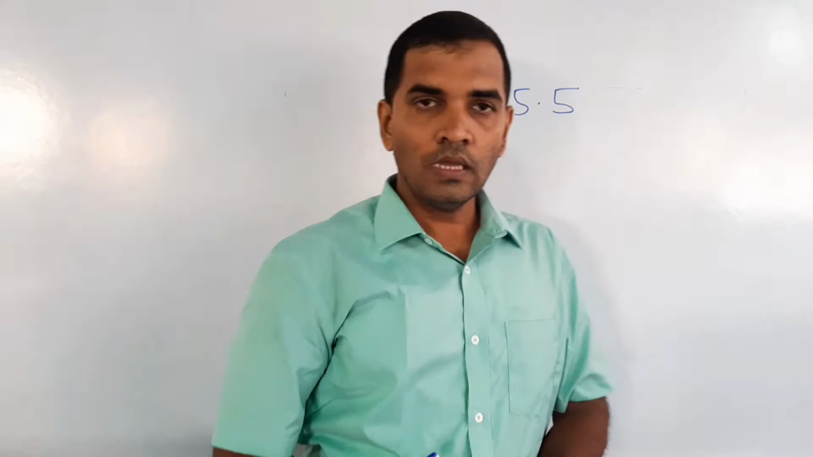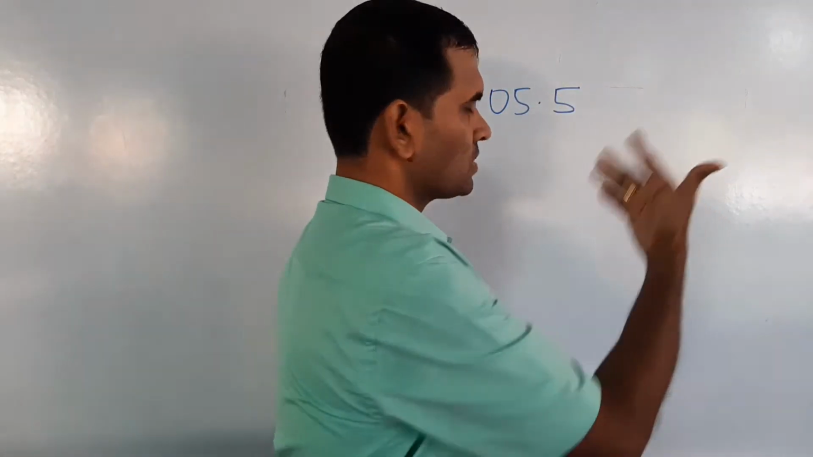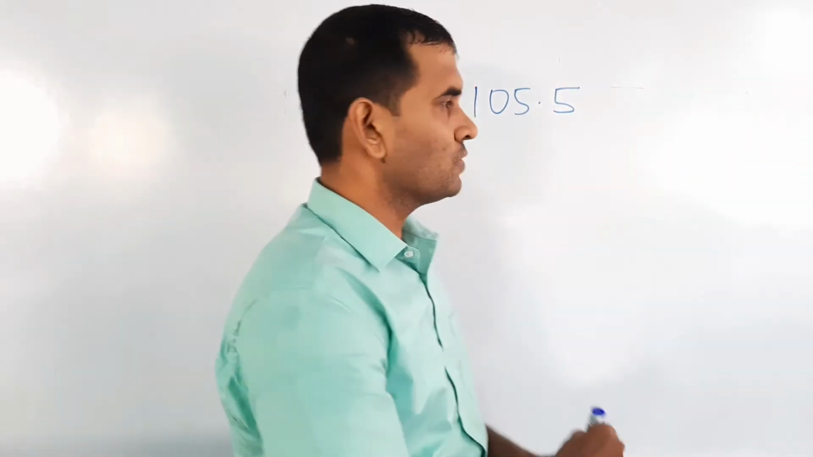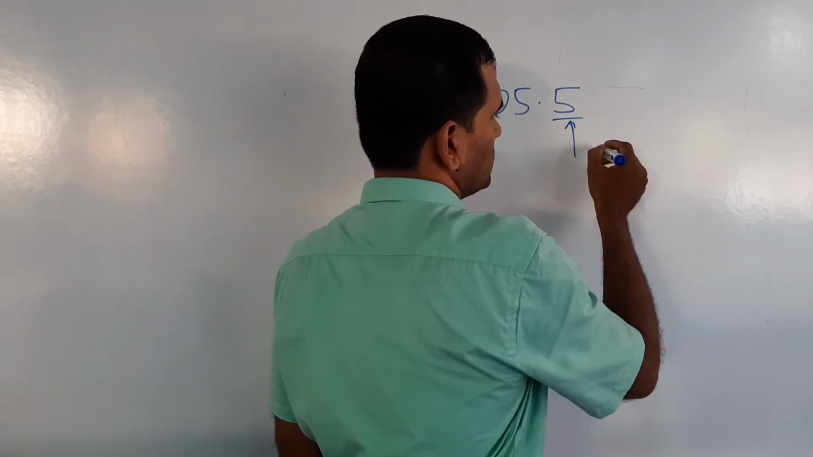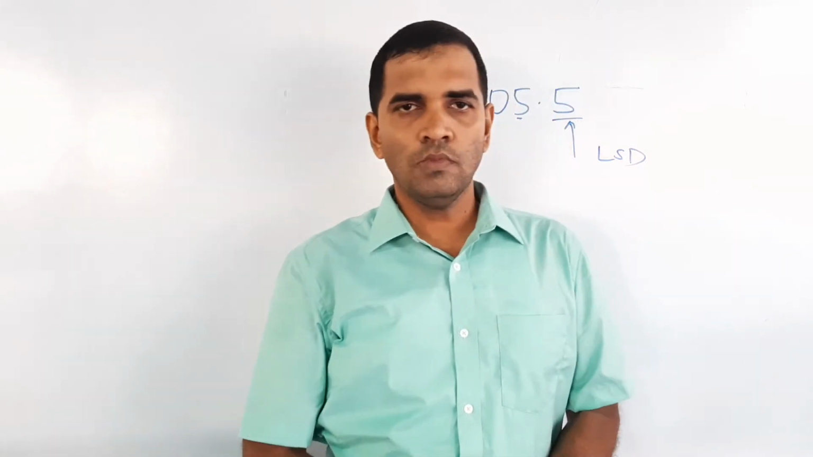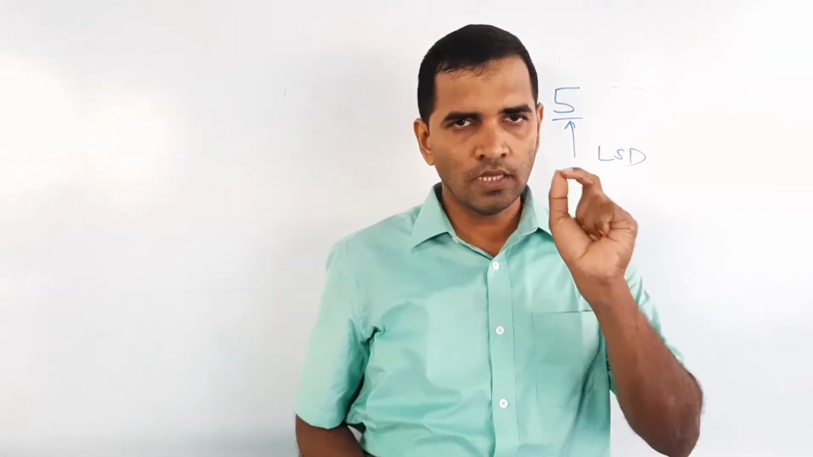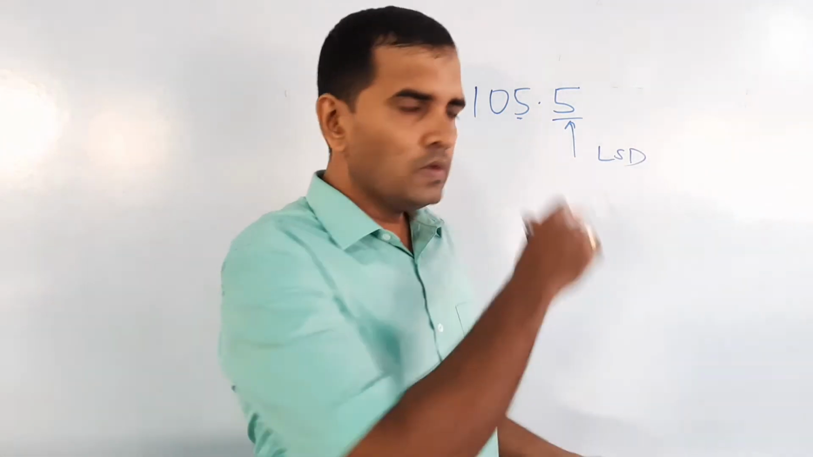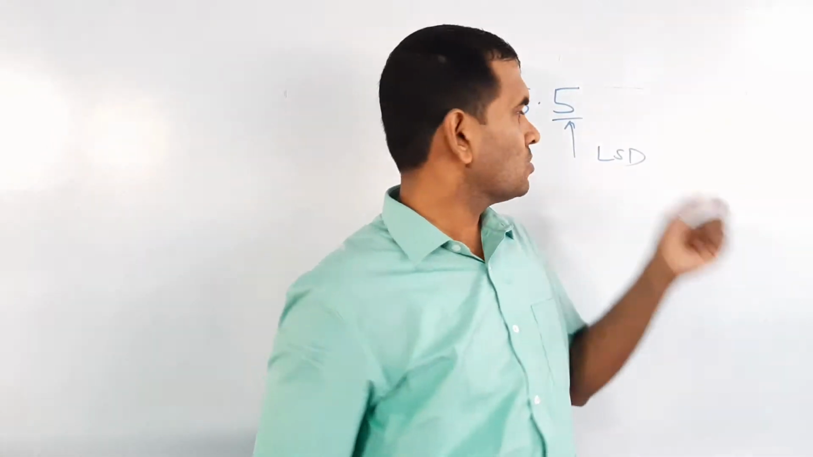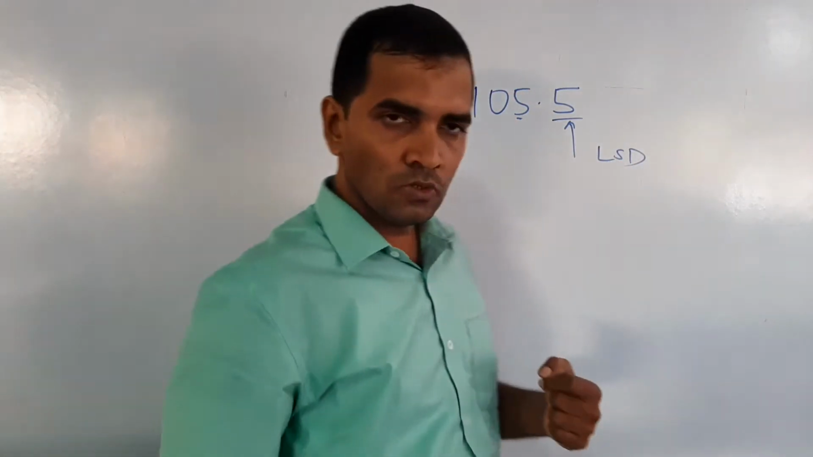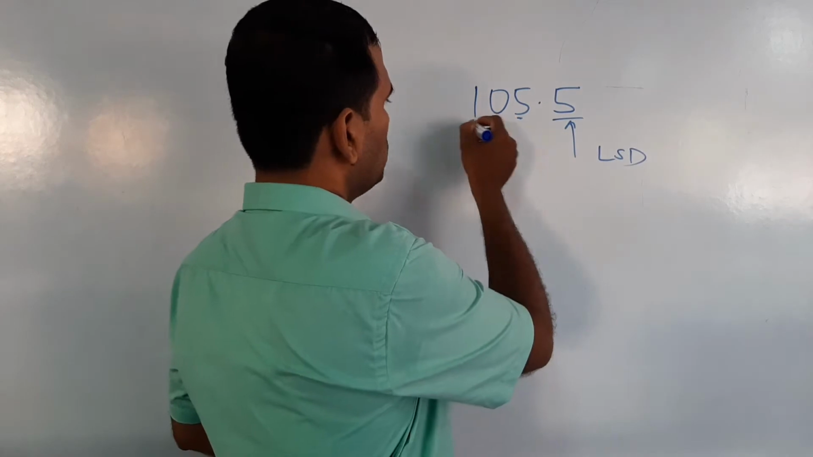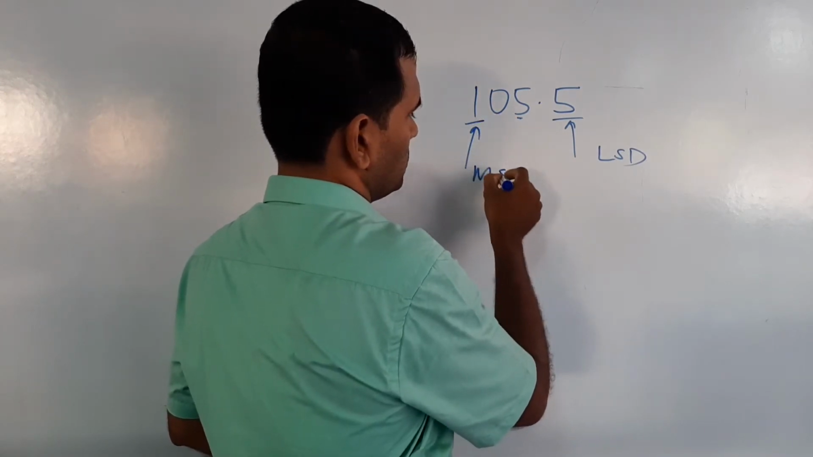Let's identify the LSD first. Again, things are the same. It would be the last one on the right side. Which is the one? This one. This is LSD. You cannot take this 5 as LSD because that is not the right extreme number. As I mentioned earlier, the right extreme number must be LSD. So even after the decimal point, LSD is possible because it is right extreme. But when it comes to MSD, it would be the left extreme number. What would it be? It is 1. This is MSD.